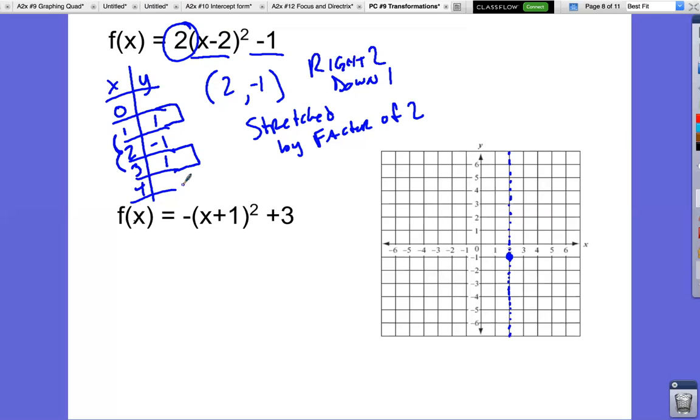And let's plug in 4. 4 minus 2 is 2. 2 squared is 4, times 2 is 8, minus 1 is 7. So that has to be 7. So I got 3, 1. 4, 7.